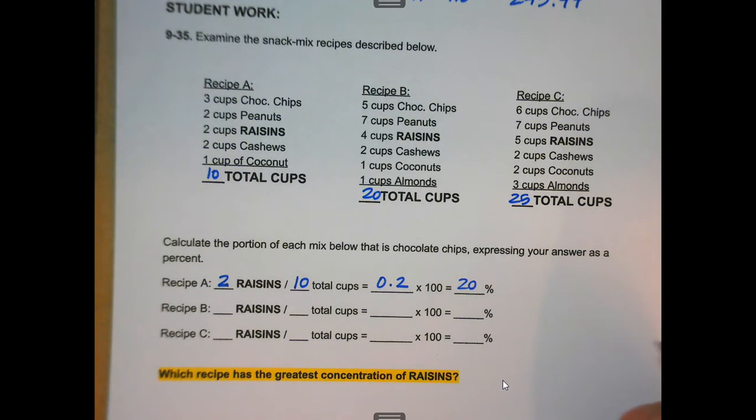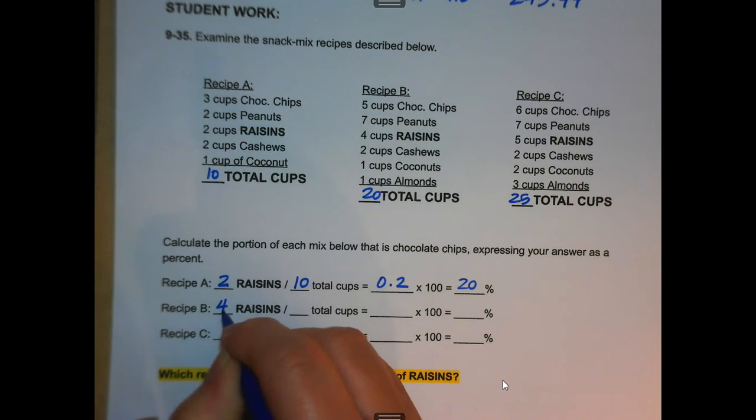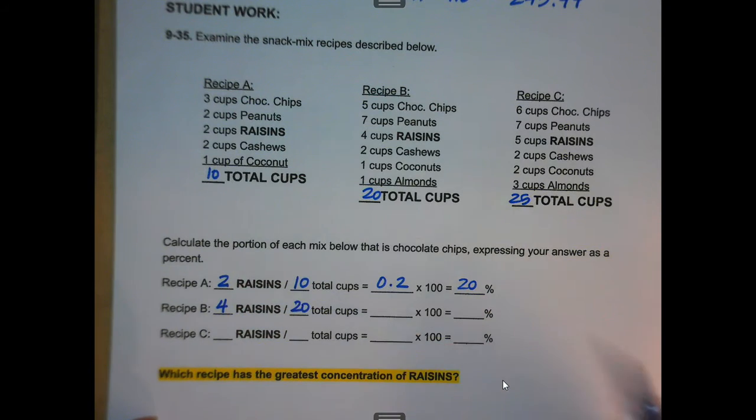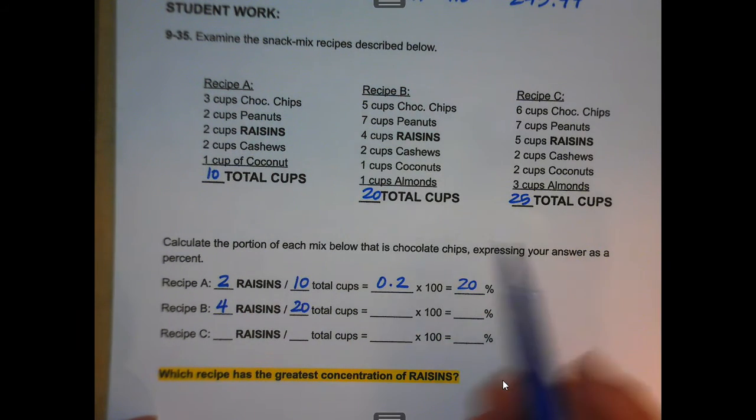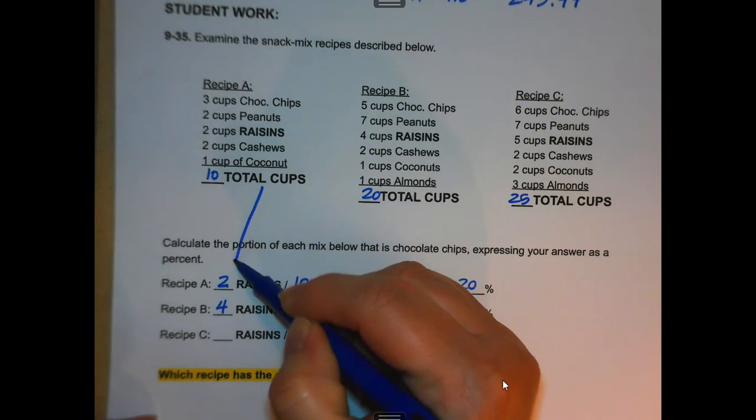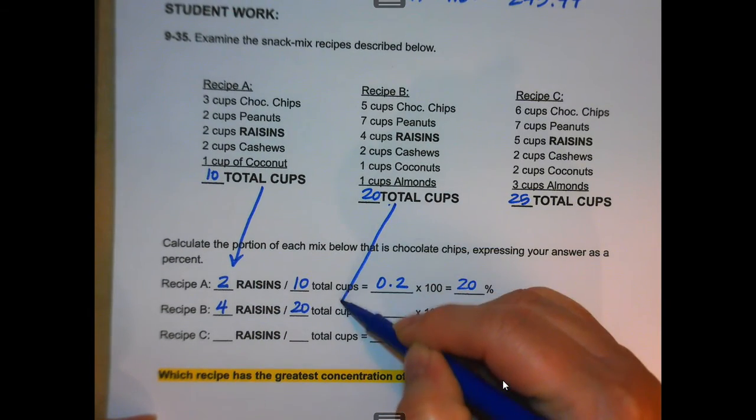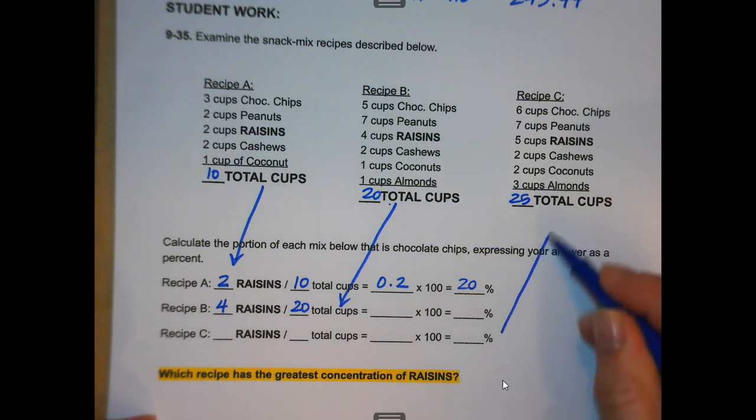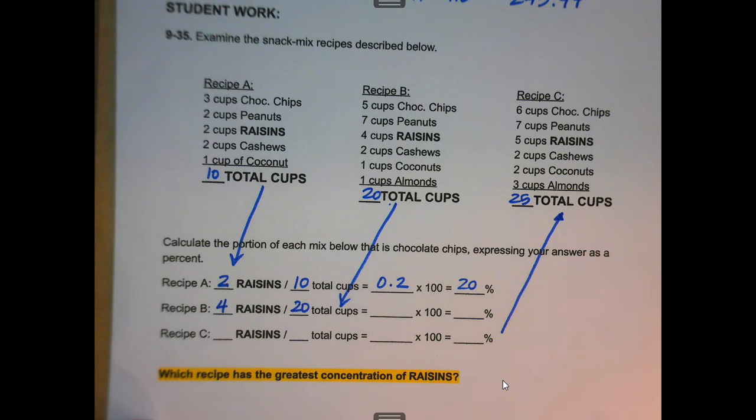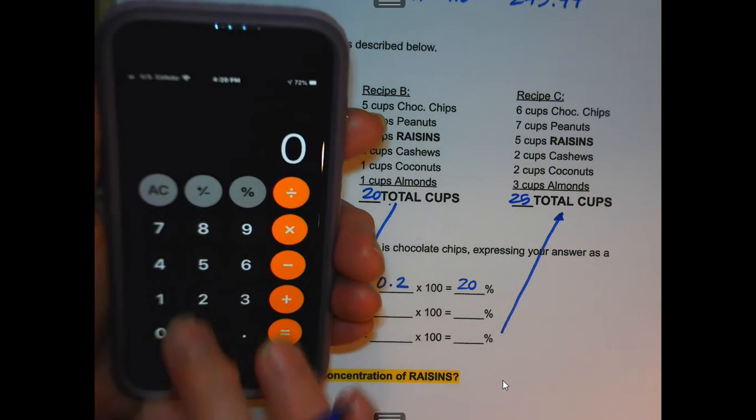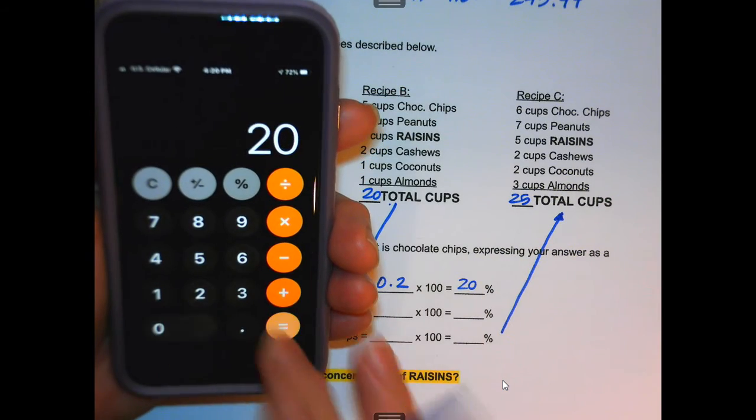Many of you did this successfully on our last lesson, but we want to make sure that you're having enough practice so that you get a better, stronger handle on this. The next one, our amount of raisins was 4 out of 20 total cups. I'm not picking these numbers out of the air. I'm going right up here, and that is where I'm getting my information. So then I'm going to go ahead and do the math again. 4 divided by 20.